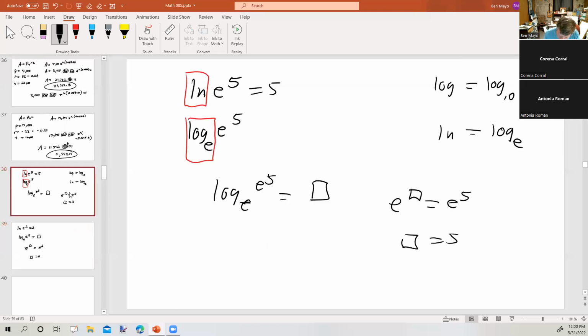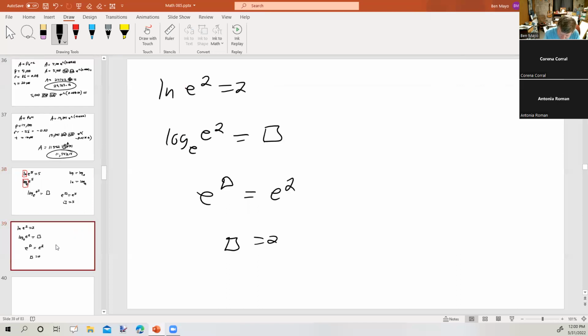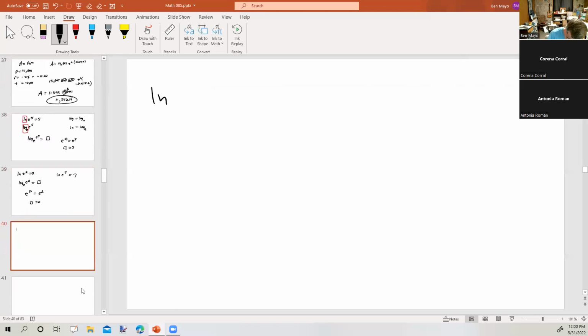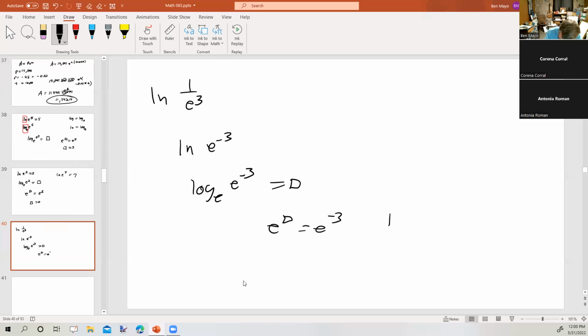Well, if the natural log of e to the 5th is 5 and the natural log of e squared is 2, what do you think the natural log of e to the 7th power is? 7. Good job. Absolutely. Okay, what about the natural log of 1 over e cubed? -3. Yep, good job, because that's the same thing as the natural log of e to the -3, which is log base e of e to the -3, which equals some unknown box. E to the box equals e to the -3, the box equals -3.